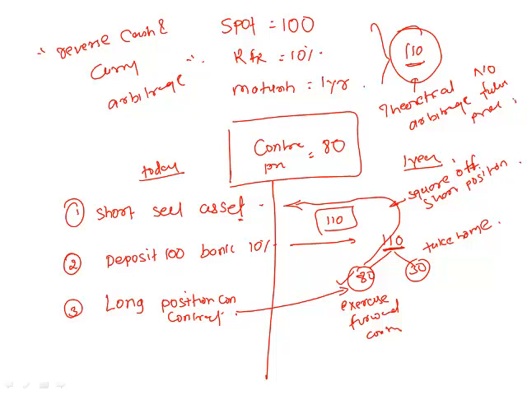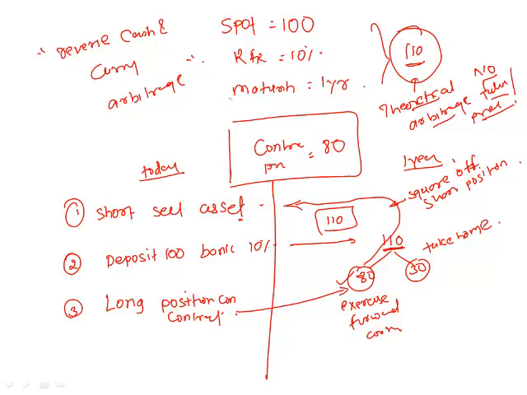Is this clear? So how do you calculate this? May I delete the screen? Theoretical no arbitrage future or forward price. So. May I clear off the screen now?